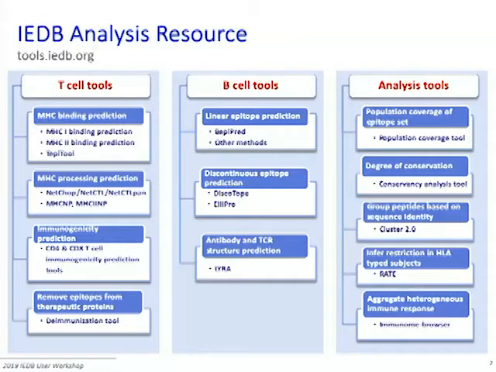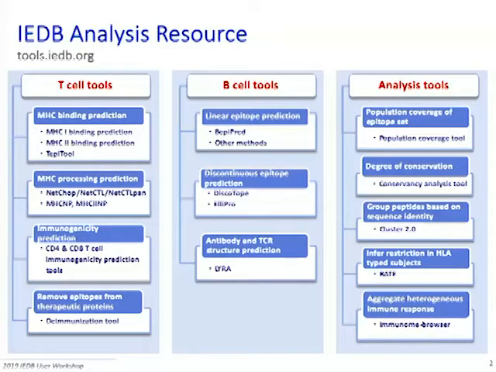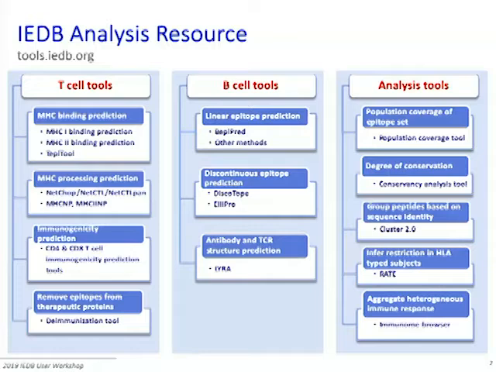And for B-cell prediction tools, we have BepiPred and some other methods which can predict linear epitopes. There are a couple of methods called DiscoTope and ElliPro, which can predict discontinuous B-cell epitopes. And there's one tool called LYRA, which can predict antibody and TCR, T-cell receptor, structure.